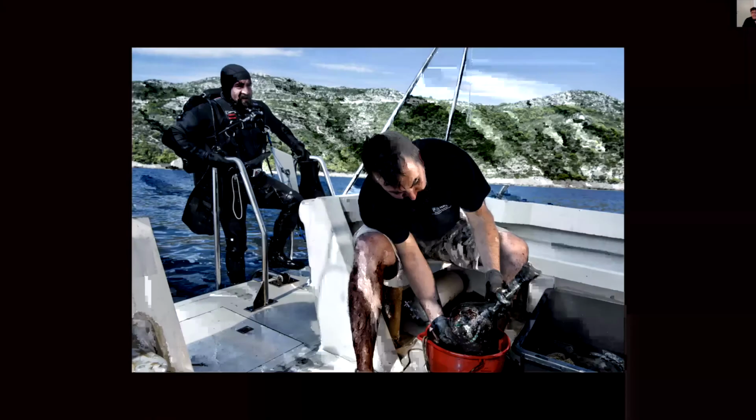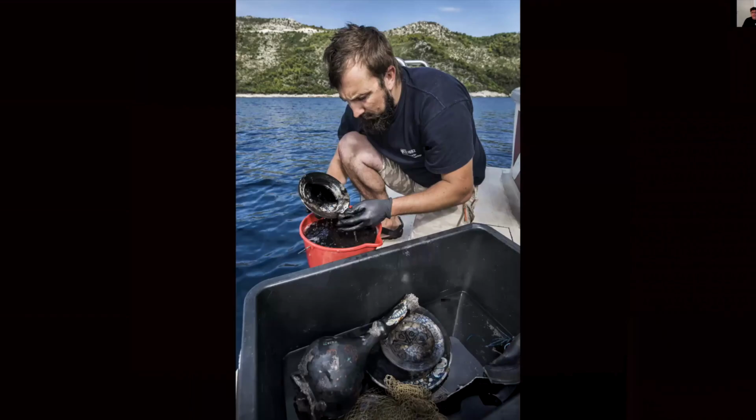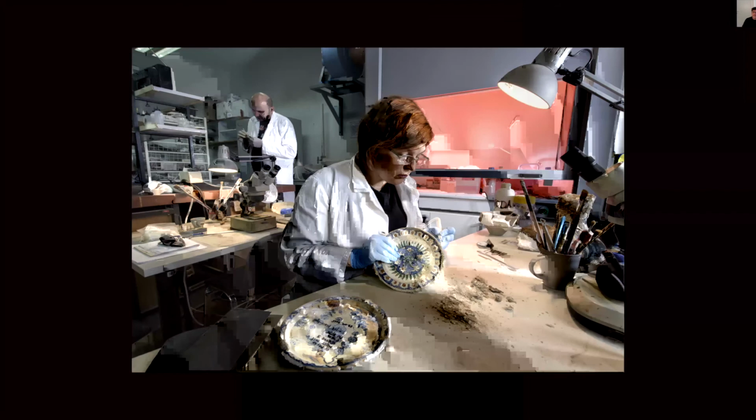So this is the next set. They are cleaning them. You have to clean them quite quick. It's a procedure. But of course, only one photo will be published. And we go to the next set, restoration.